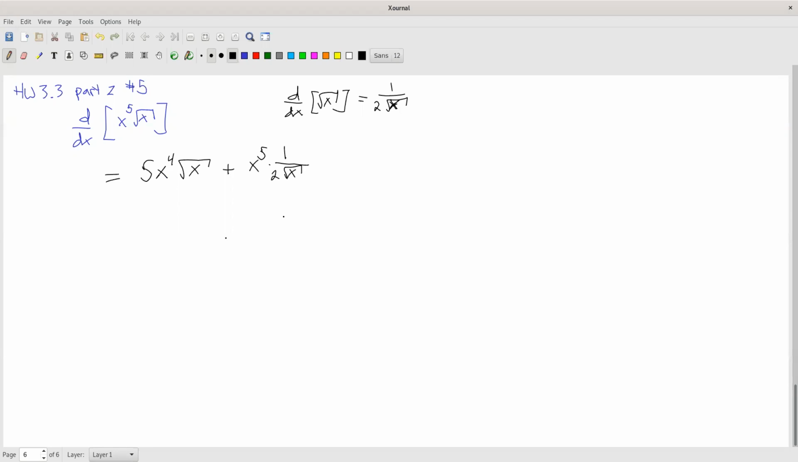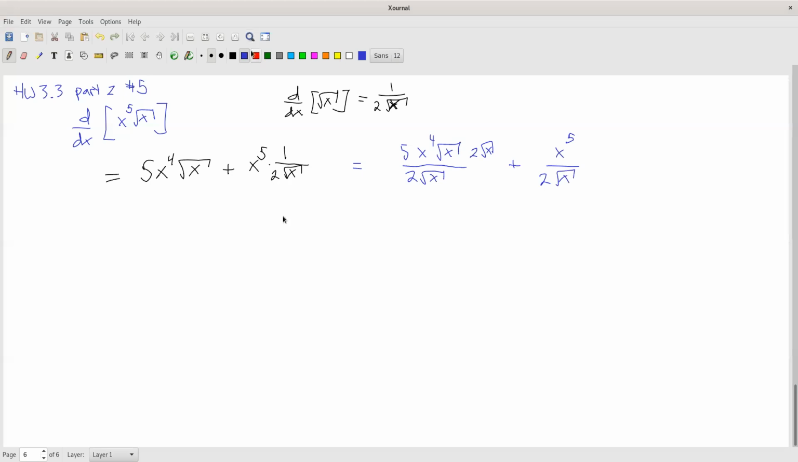And this particular homework question said, don't bother simplifying it, but I'm going to simplify it. And so I'm going to do that by finding a common denominator. So what I'm going to do is rewrite this as the 5x to the 4th times the square root of x. I want a denominator of 2 square root of x. And so I have to put a 2 square root of x in the top too. And the other one already had that, so that's just going to be x to the 5th over twice the square root of x.